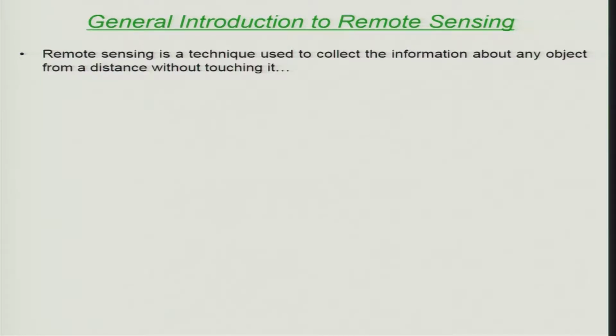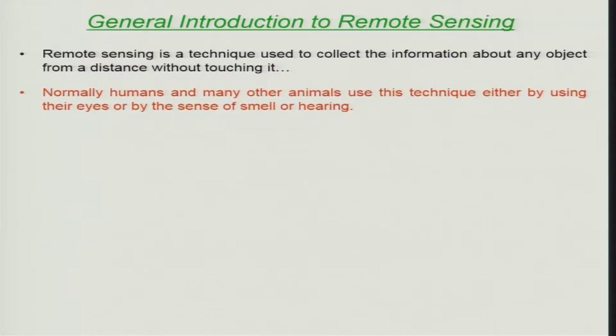The collection was done from a distance. The mode of collection is through sensors, or the equipment used, mainly cameras of different types. Normally humans and many other animals use this technique, either with their eyes or by the sense of smell or hearing. Even what you smell or hear is a part of remote sensing you are doing.